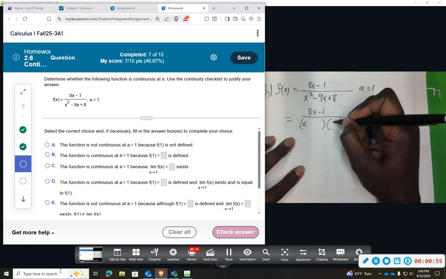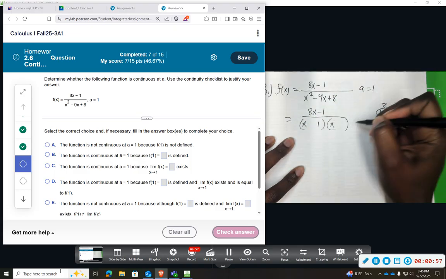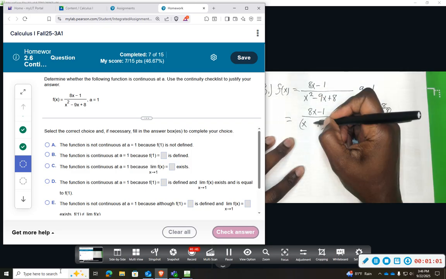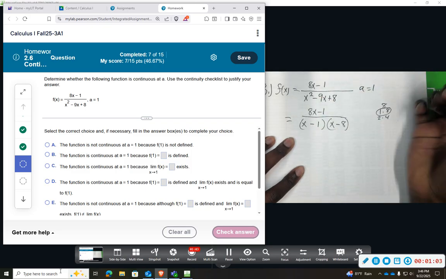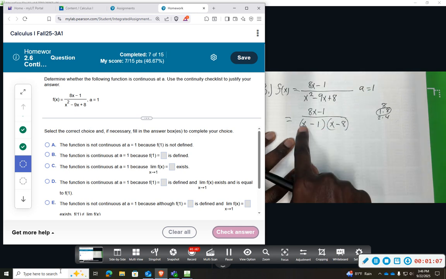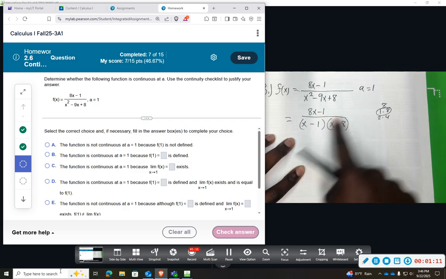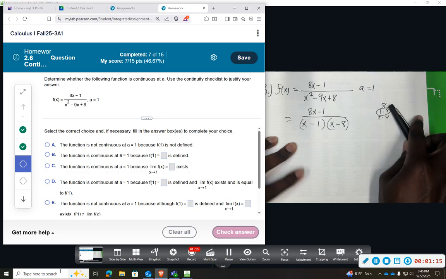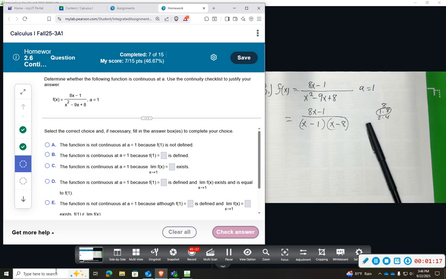So 1 and 8. And since we want to get a negative 9, we would have a minus and a minus, both negative. Okay, so if I plug in a 1, we get a 0 on the bottom. 0 times 0, we get 0. So this would not be continuous at 1. It's not defined. So we will say f is not continuous. It's not defined. There we go.